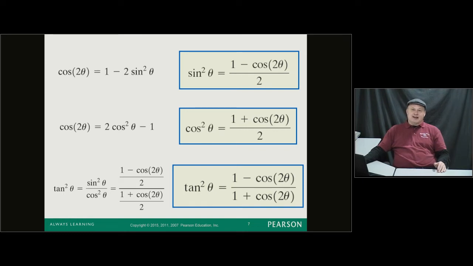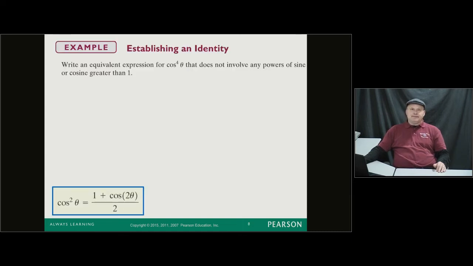Because you know sine and cosecant are reciprocals. So cosecant squared of theta would be the reciprocal of what you see on the right. Alrighty? So you do have the other ones as well, although I don't have them stated here necessarily. Okay? So let's look at an example here.